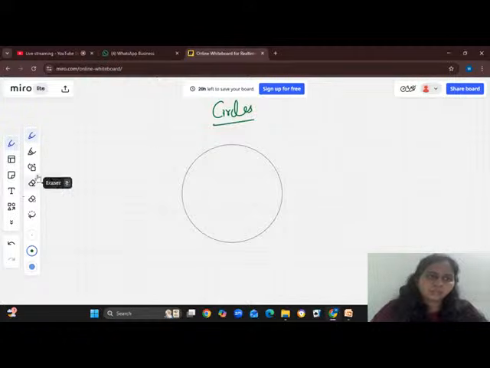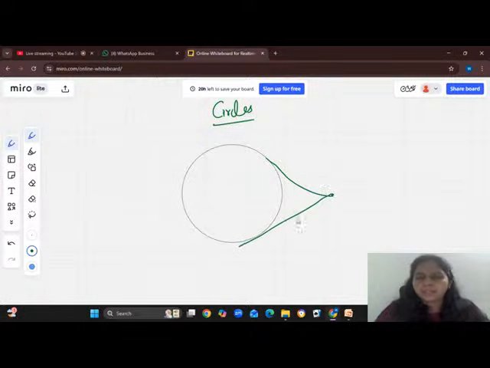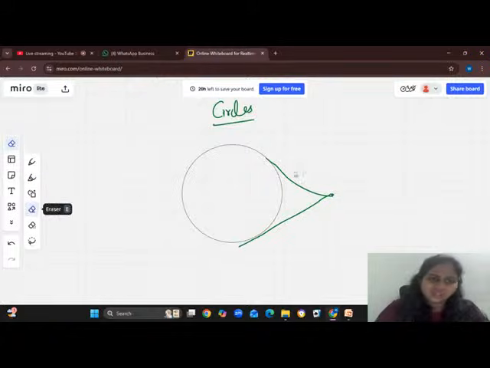Now what I'm going to do, I'm going to take one point over here and join it to any one point of the circle. Sorry, my lines are too bad. They're not straight. I'll try to draw straight.